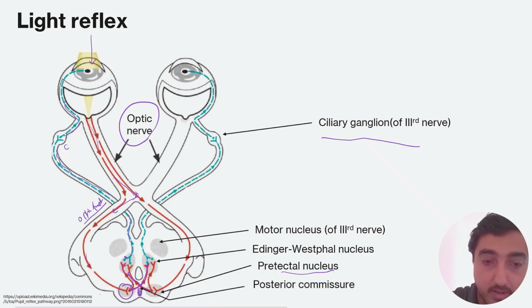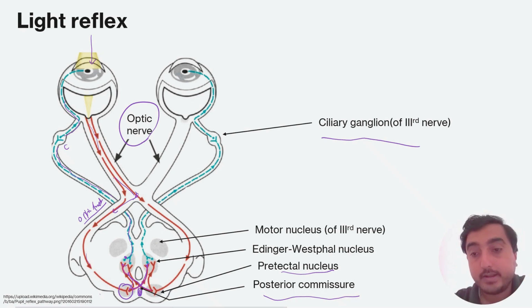So this place where the fibers are crossing is called the posterior commissure. And since the fibers are crossing, when light is shown in one eye, the other eye also constricts. So that is the indirect pupillary light reflex. Direct pupillary light reflex is when the pupil constricts in the eye where you are shining the light, and indirect is when the pupil of the other eye constricts.